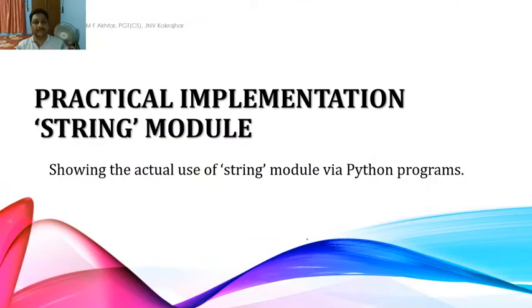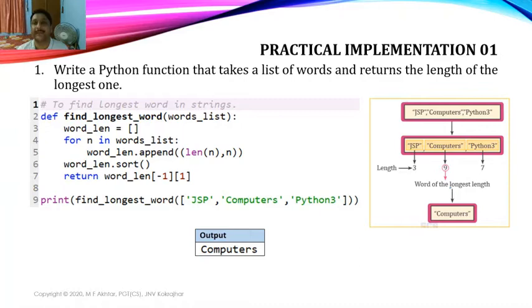Now we are using the string module and doing some practicals here. See, showing the actual use of the string module via Python programs. First, practical implementation of the string module. See here, write a Python function that takes a list of words and returns the length of the longest one. It will take a list of words, many words, and check which one is the longest, and then count the number of letters in the longest word and display that word. Okay, see here the function is like this.